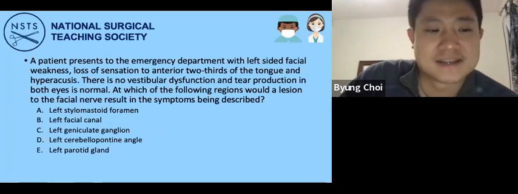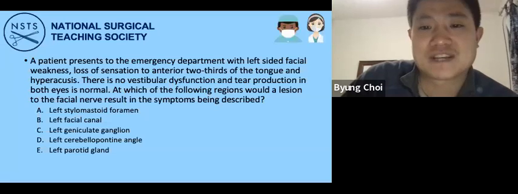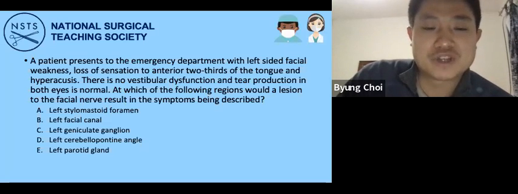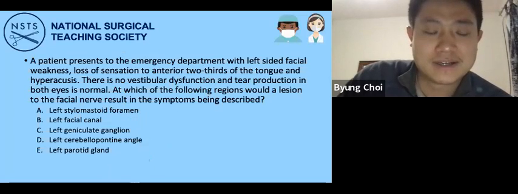But this is the stem of the question. A patient presents to the emergency department with left-sided facial weakness, a loss of sensation to the anterior two-thirds of the tongue, and hyperacusis. There is no vestibular dysfunction, and tear production in both eyes is normal. Which of the following regions would a lesion to the facial nerve result in the symptoms that this patient has? A, the left stylomastoid foramen, B, the left facial canal, C, left geniculate ganglion, D, the left cerebellopontine angle, or E, the left parotid gland.